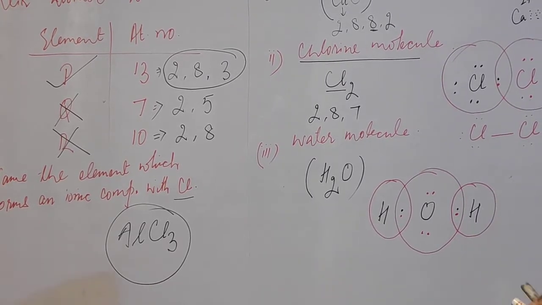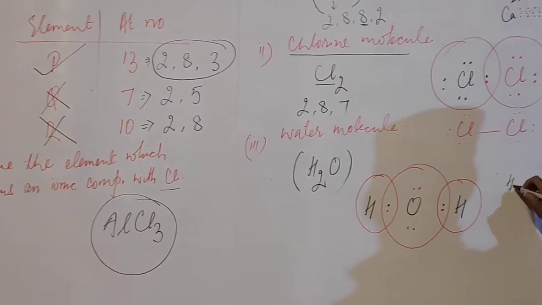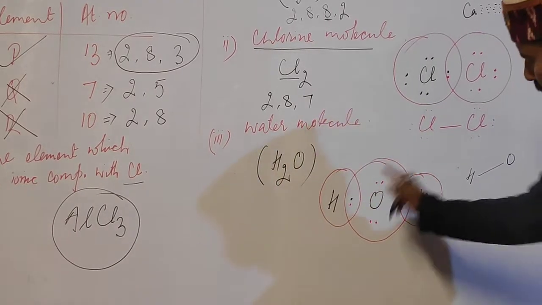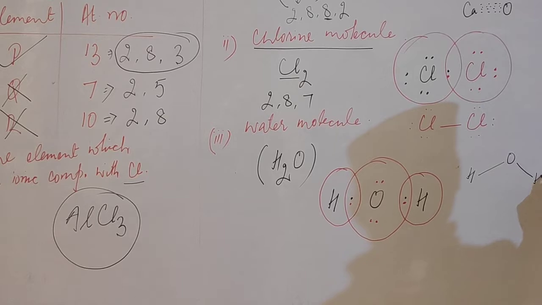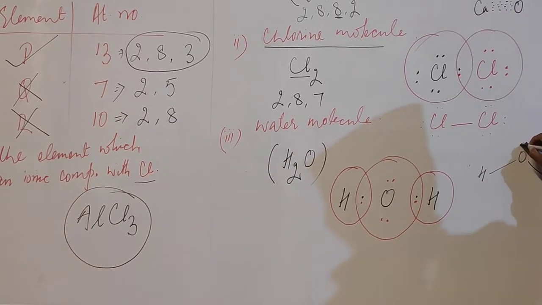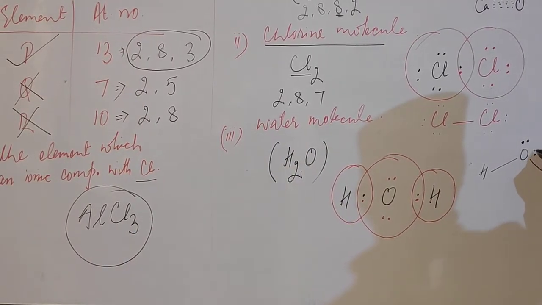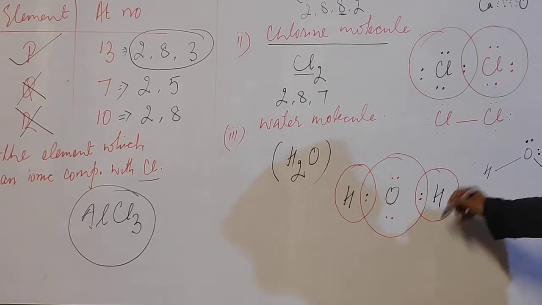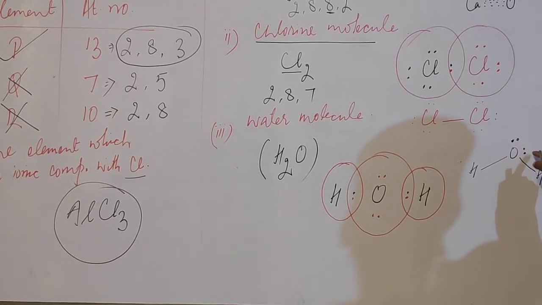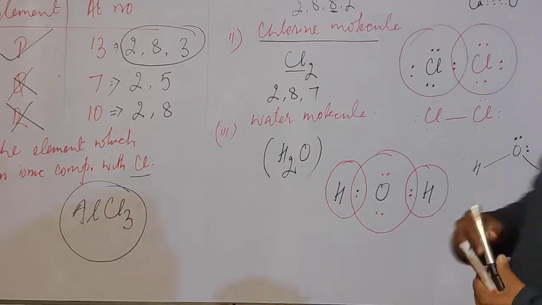Now see, O to H, there is 1 shared pair, so H is bonded to oxygen by a single covalent bond. This H is also connected to oxygen through a single covalent bond, and these 2 electrons are non-bonding. These 2 are also non-bonding, so we have 2 lone pairs of electrons. So this is the electron dot structure of the water molecule. So the water molecule has 2 lone pairs on oxygen.